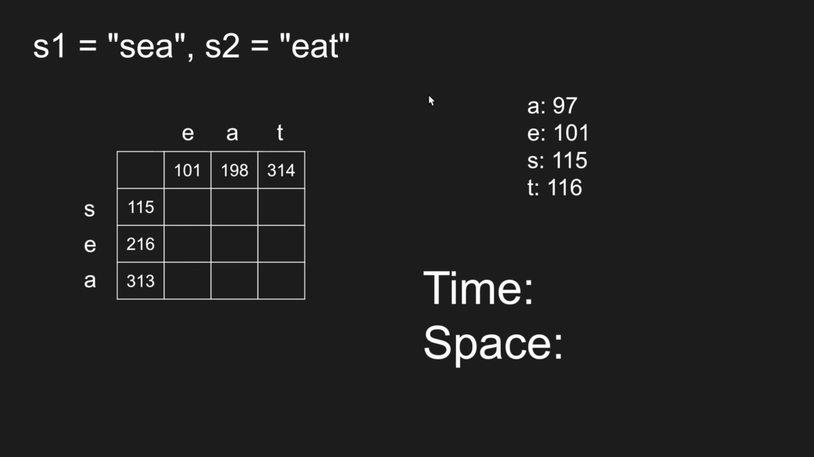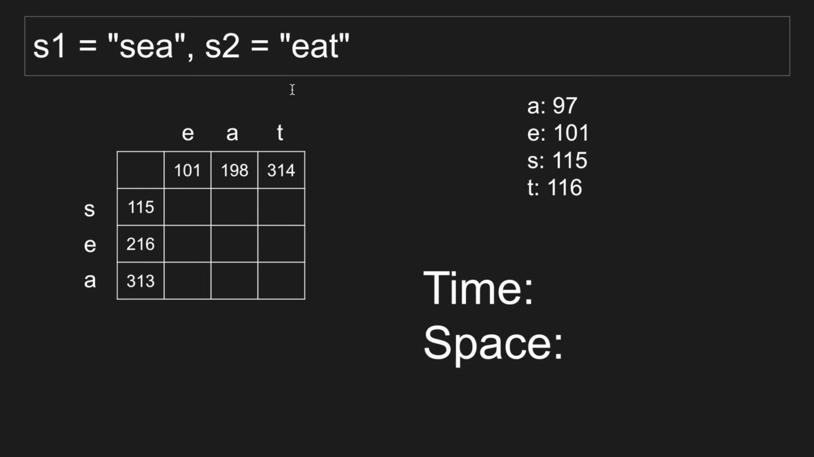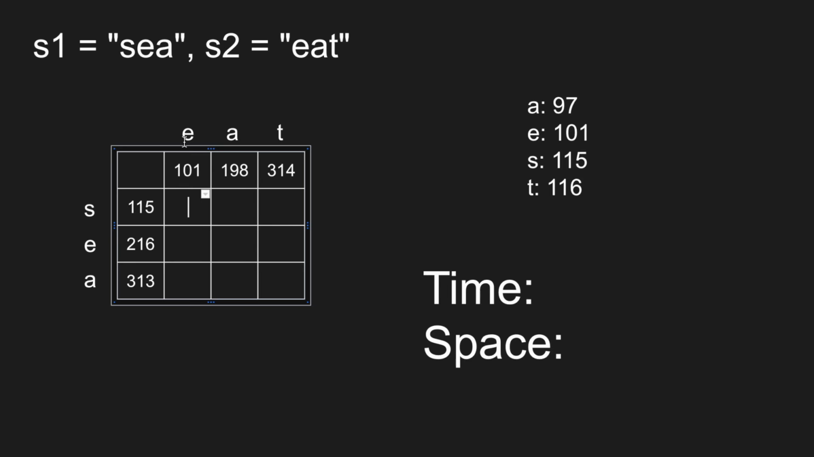So let's go over this example real quick. Right here, we will have the ASCII values of all the characters that we will need for this example. So first, E and S are not equal. So for this case, we will have to delete both, because if we add this to this or add this to this, they'll be equal. So we will set it to 216.